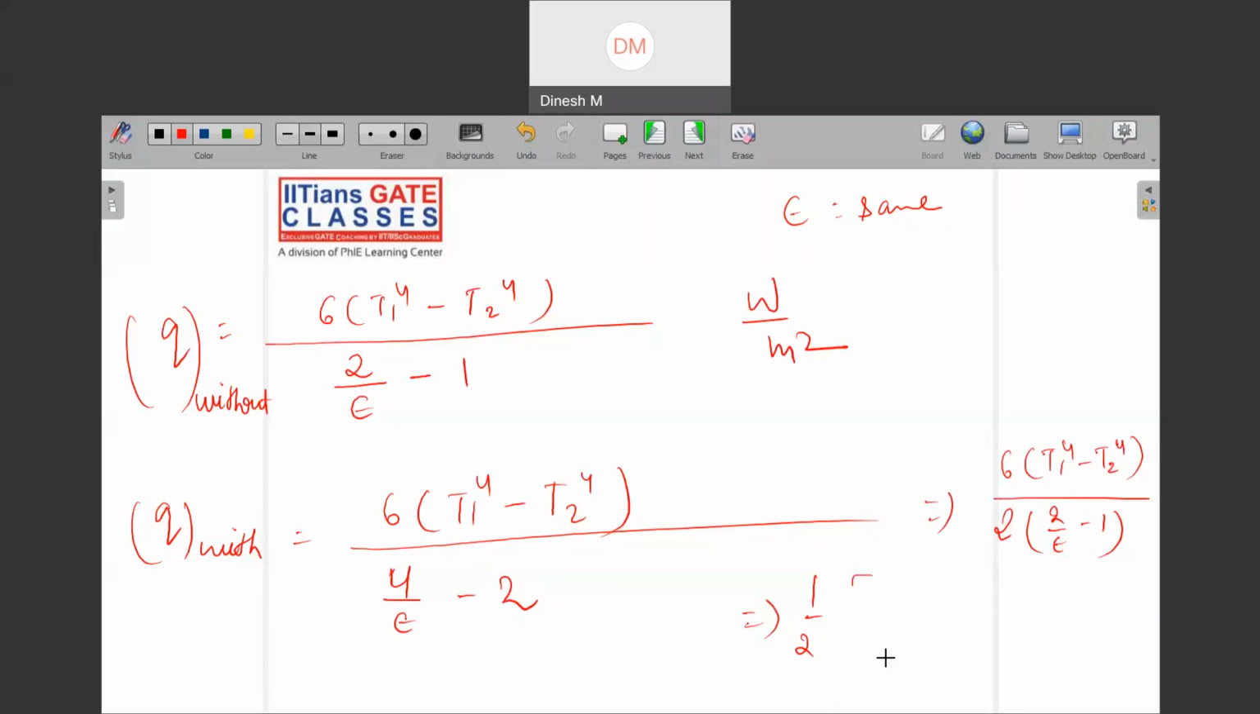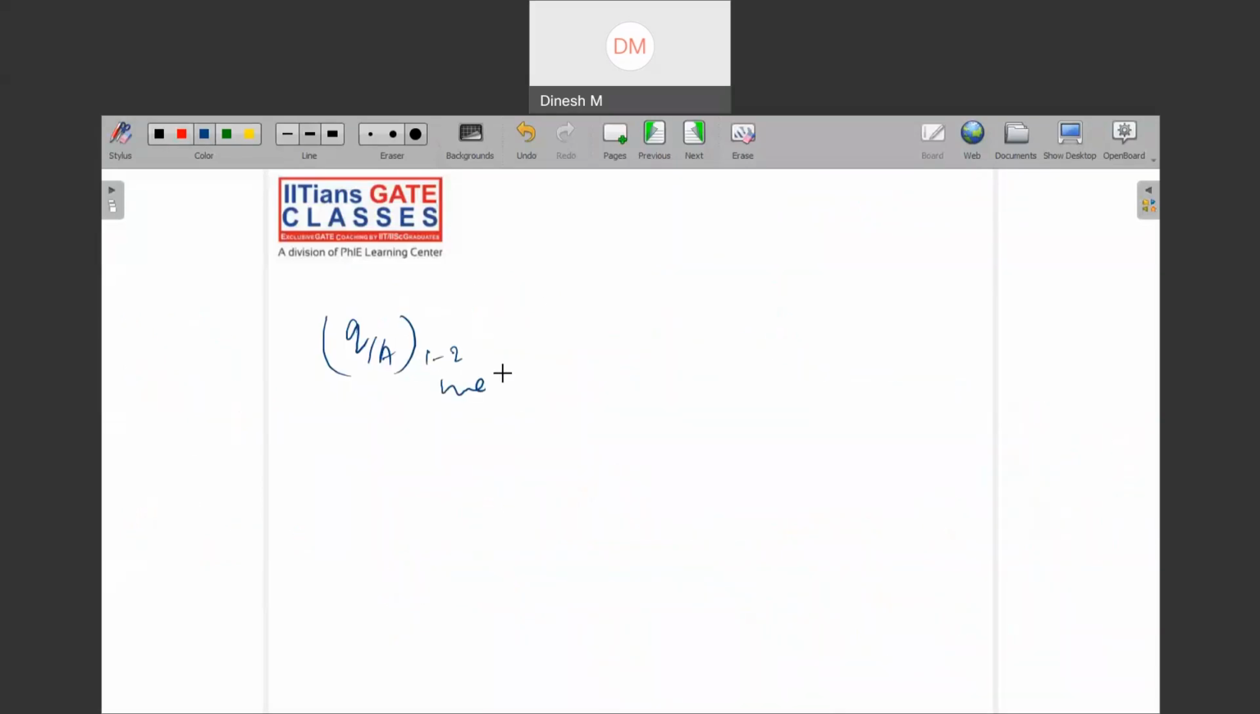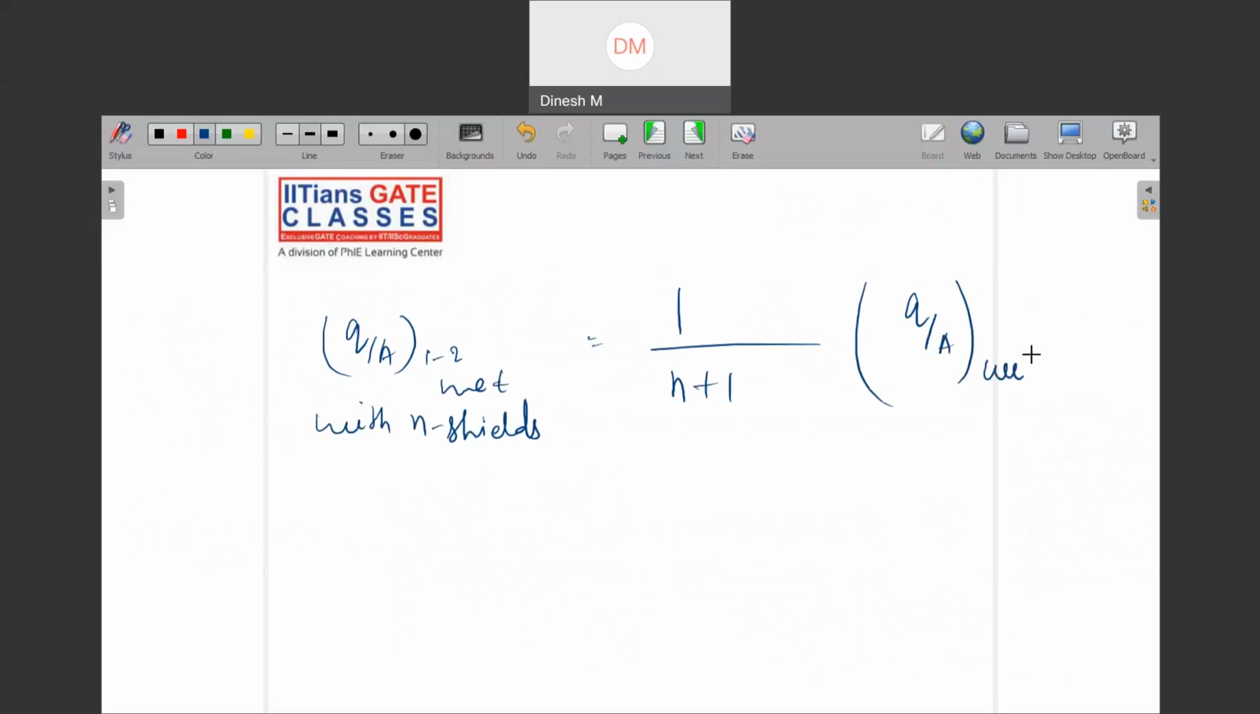So can I generalize it? How do I generalize it? Q by A, meaning per unit area, net heat transfer from 1 to 2 with n shields will be equal to 1 upon n plus 1 multiplied by q by A without shields.